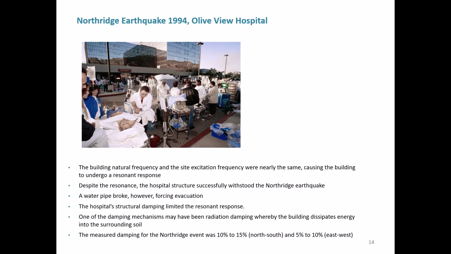So we mentioned the resonance, but the good thing was there's a fairly good amount of damping. One of the damping mechanisms may have been the radiation damping, whereby the building dissipates energy into the surrounding soil. So damping, we say, controls resonance, and there still was some dynamic amplification, but the damping somewhat mitigated that amplification. The measured damping for the Northridge event was 10 to 15%, which is a really good amount of damping in the north-south axis, and 5 to 10% in the east-west direction.